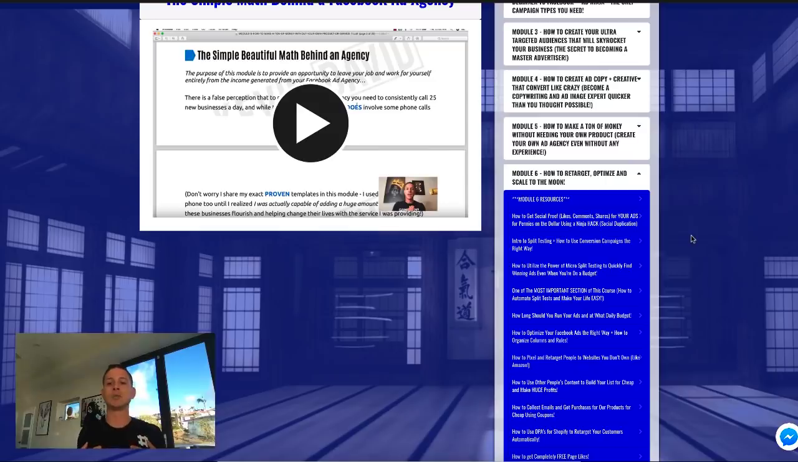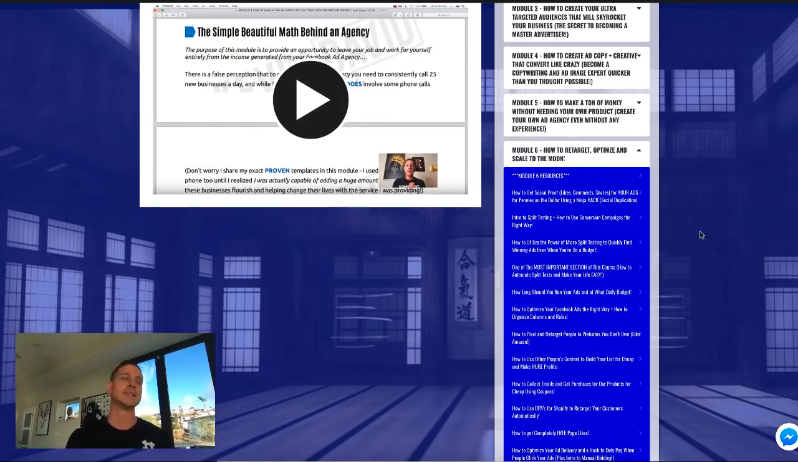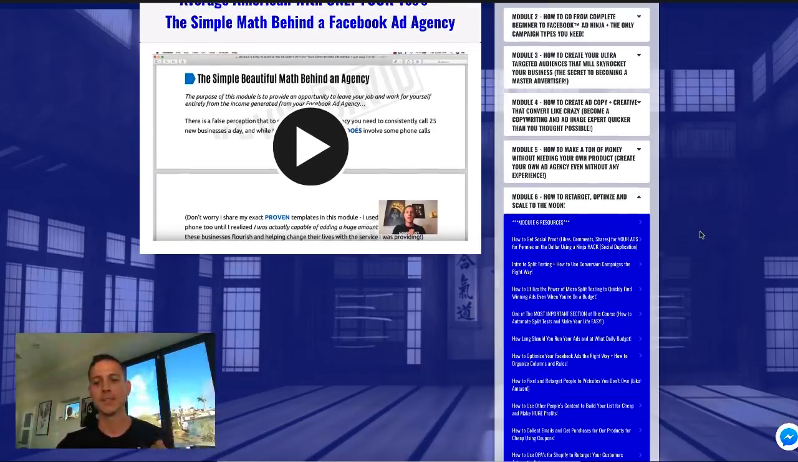And then module 6 is how to retarget, optimize, and scale to the moon. And so what this means, guys, is optimization is one of the most important parts of Facebook ads. Those who test succeed. And that's a very beautiful kind of summary of Facebook ads and a lot of different businesses, right? But Facebook ads especially, people who split test and people who understand how to optimize and scale on Facebook are the ones who win, and the ones who win in a very large way, right?